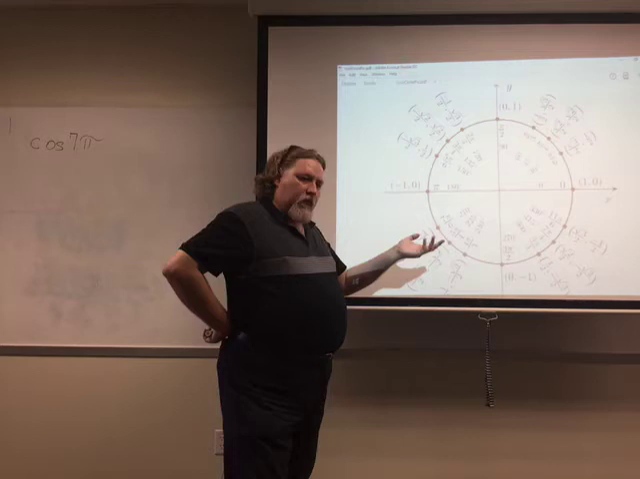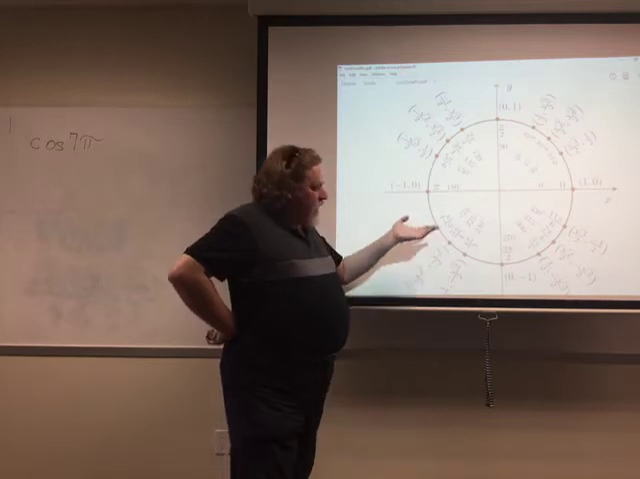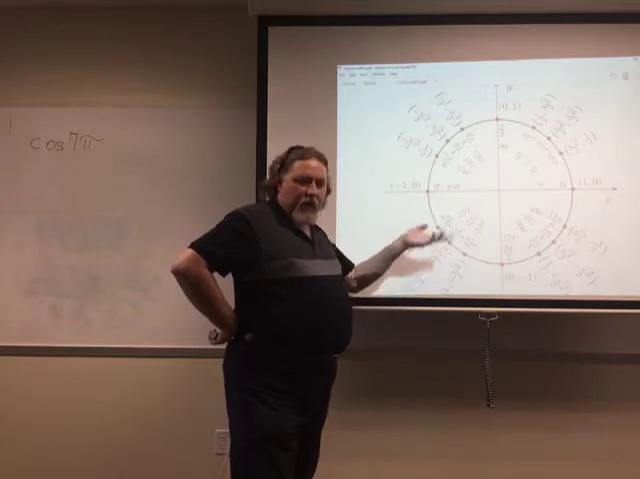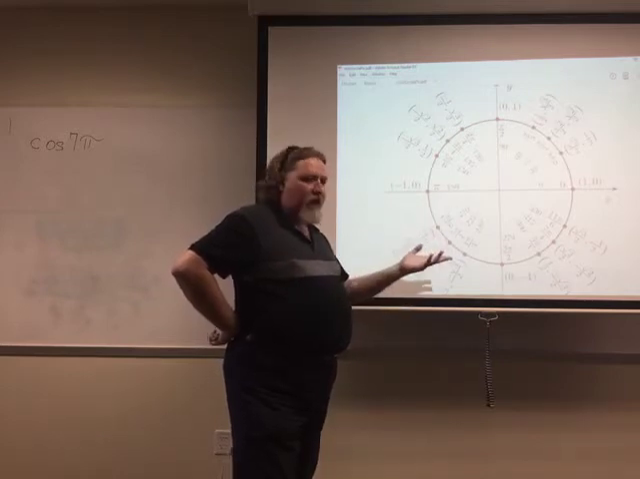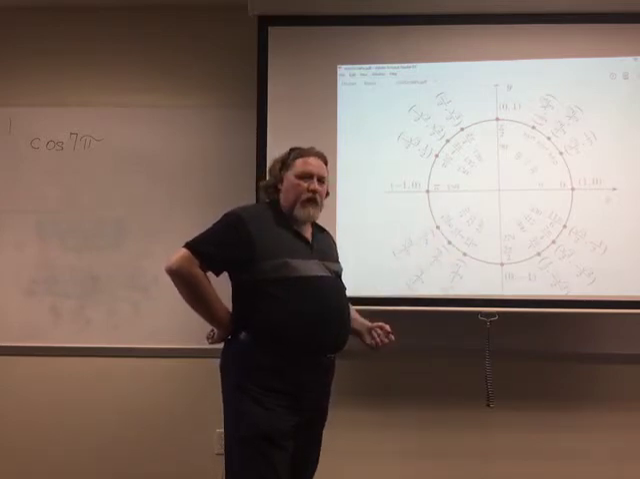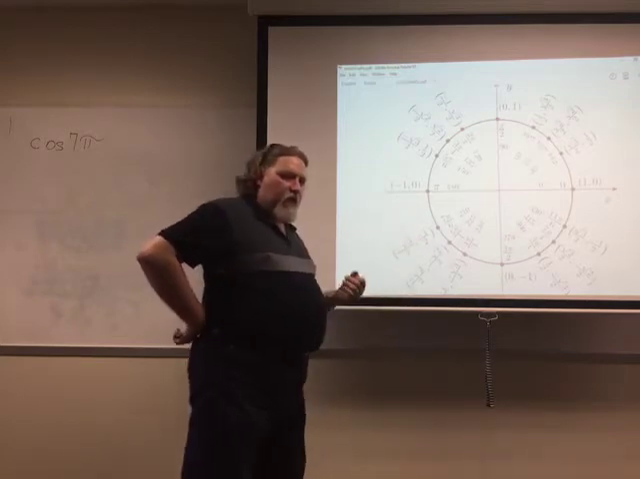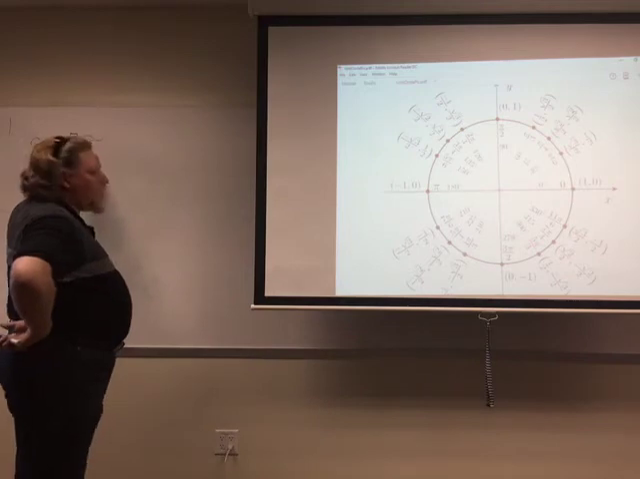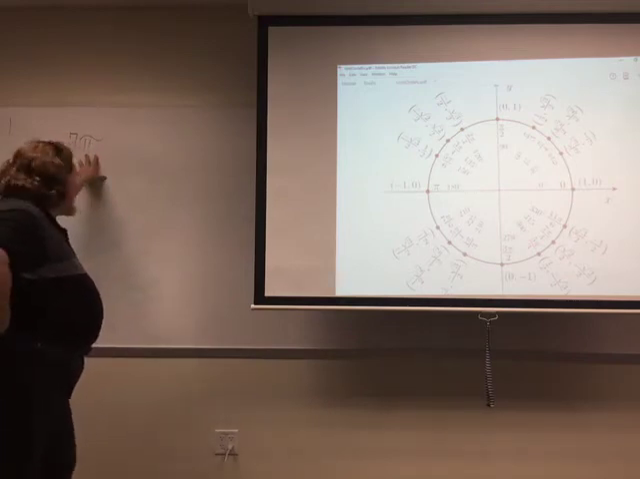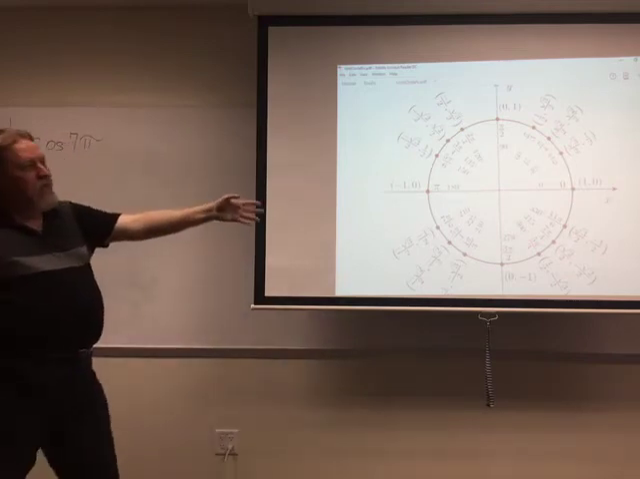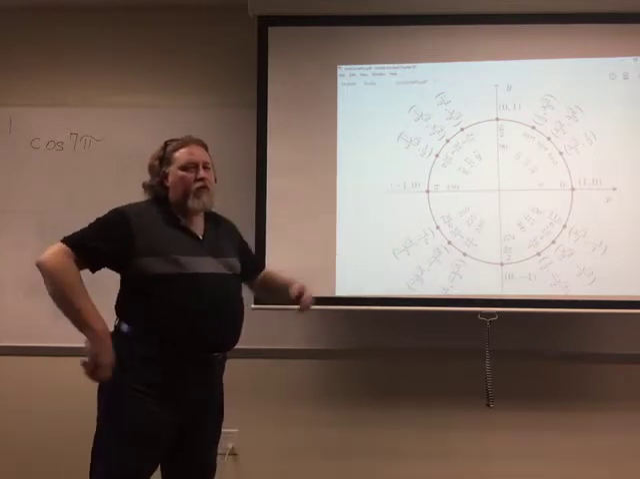So you know how to use the unit circle to find the sine, cosine, tangent, secant, cosecant, cotangent of an angle, provided it's on this wheel. But what do you do about the angles that are not on the wheel? For instance, let's take 7 pi. Well, 7 pi is not on this wheel. This wheel only goes up to 2 pi.